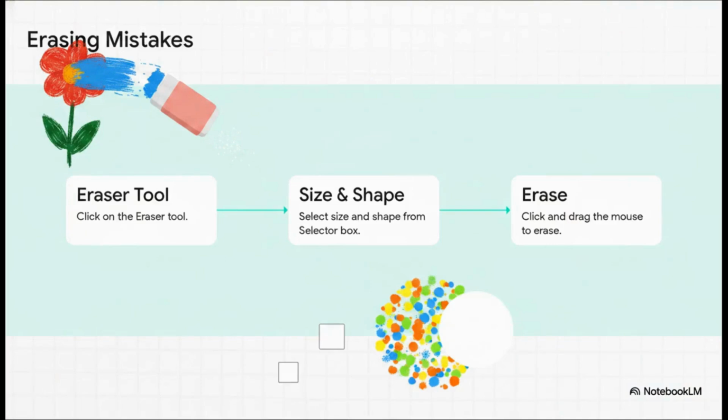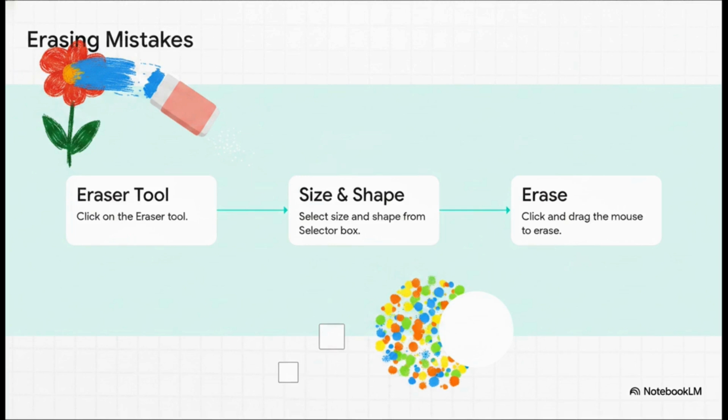But hey, what if you place a flower in the wrong spot or your paint goes a little outside the lines? Don't sweat it at all. Mistakes are a completely normal part of making art. To remove an unwanted part of a drawing, we just use the eraser tool.